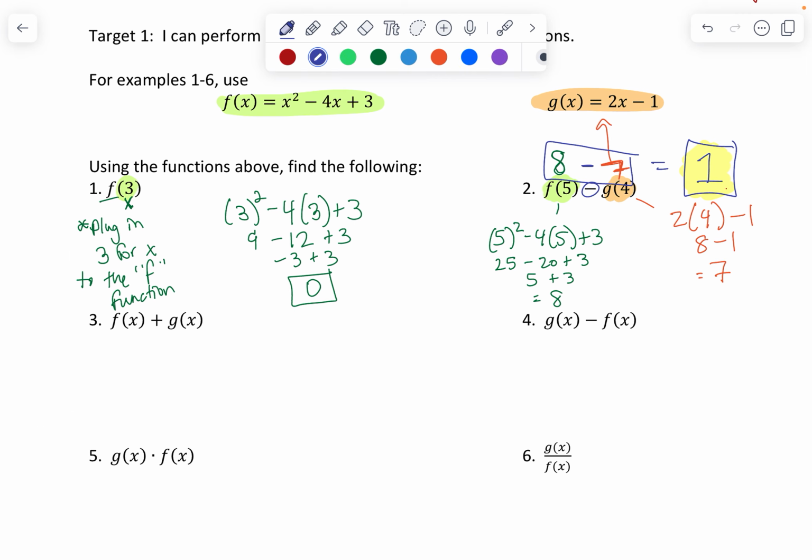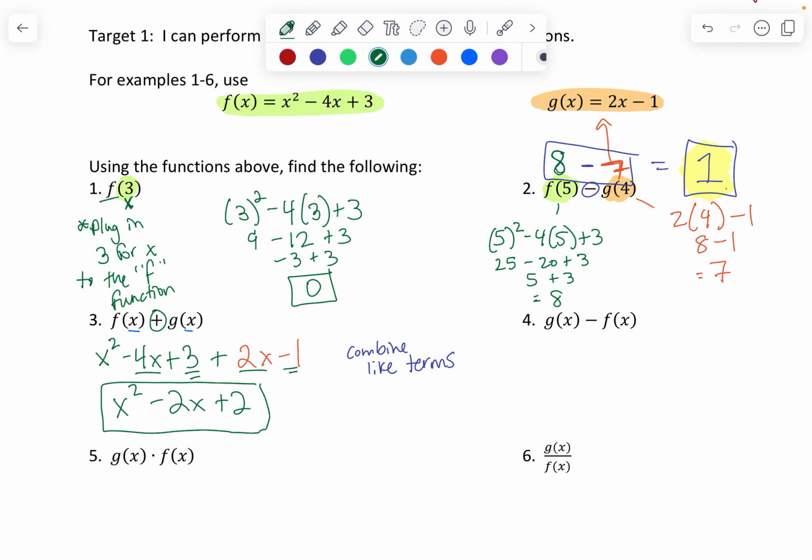Number 3 is different because this one doesn't have numbers in the parentheses. It's just the x's. This is asking you to add the two functions together. So I take the f function, leave the x's there, and then it says plus the g function. The g function is 2x minus 1. All this one is asking you to do is combine like terms. There's nothing to solve for like the other ones because you didn't plug in numbers. So this is x squared, and then negative 4 plus 2 is negative 2x, and 3 minus 1 is 2. You're not getting a number answer, you're just simplifying.